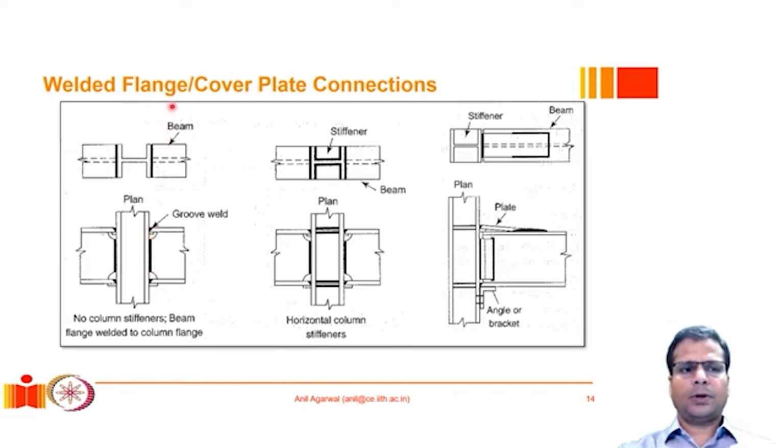So these are typically known as welded flange or cover plate type of connections. Here some of the examples are shown of such connections. I'll elaborate a bit. This is basically a column that is supporting two beams, one on either side, and this is the top view of the same connection. Here you might see that the web of the beam is welded to the column. Also the flanges are groove welded to the column. So the web here is fillet welded to the column and the flanges are groove welded.